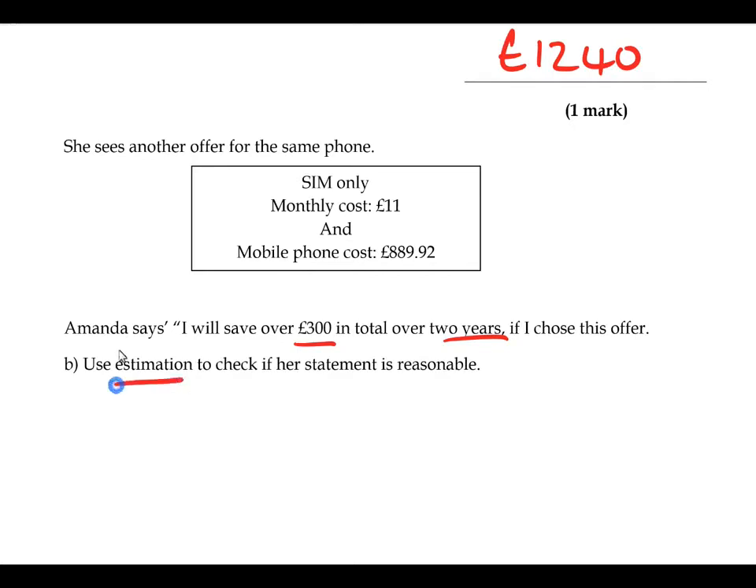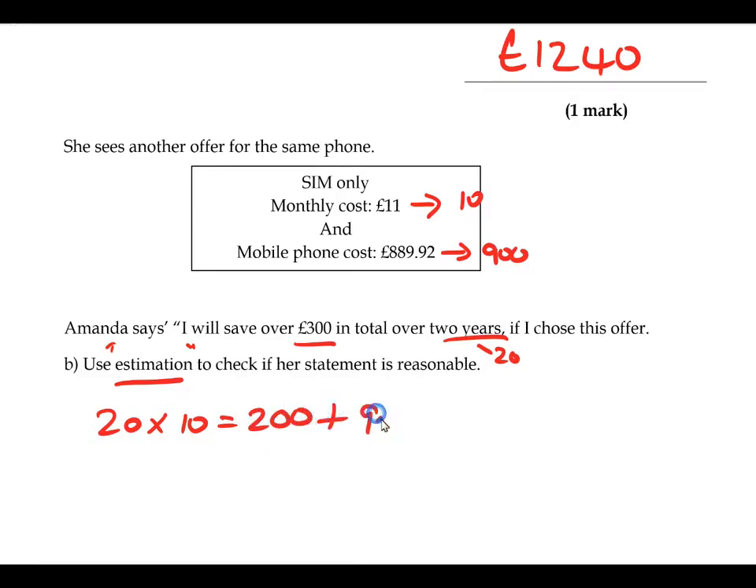So we need to use estimation again. So our £11 becomes 10 and our £889.92 becomes £900. Now, we've got it over 2 years again, so we're going to use 20 months again because we're using our rounding, times the £10 a month is £200 over the 2 years. We need to add the £900 for the price of the phone, and we end up with £1,100.